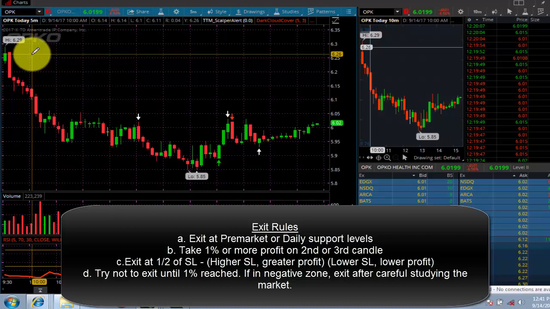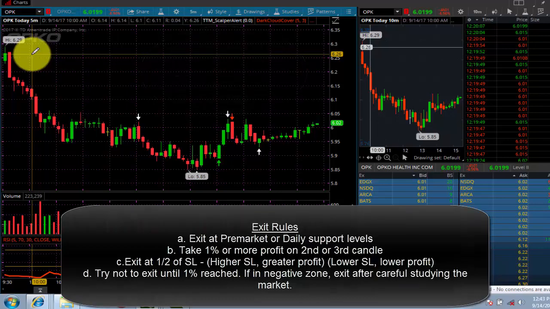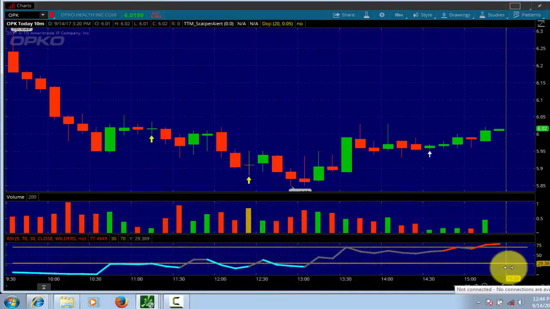What I have constantly at the back of my mind is if stop loss is more, profit is more. If stop loss is less, take profit at will. The third rule would be not to exit until at least 1% is gained. If not reached 1% target, I would wait, study, and observe the price action and make my decision. If the price is in a negative territory, I would exit at best price. So those were the four topics, and now let's look at the charts that I have traded on.